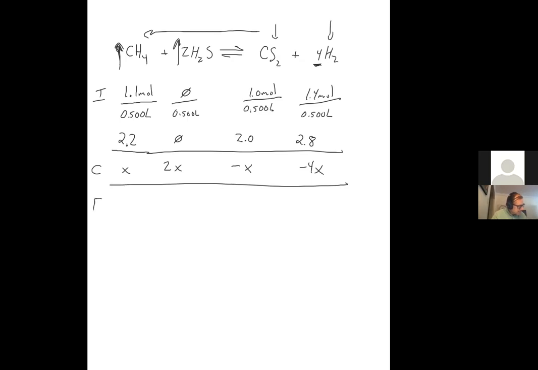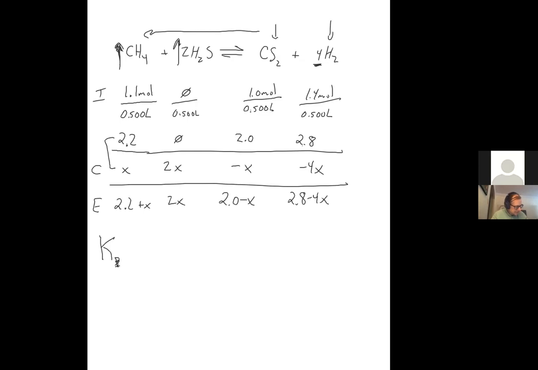And then you get equilibrium. You just take your initial 2.2 plus X, right? Just add the initial and the change. 0 plus 2X, let's not write 0 plus 2X, just write 2X. 2.0 minus X. 2.8 minus 4X. Okay, so I'm going to write out the expression for K.